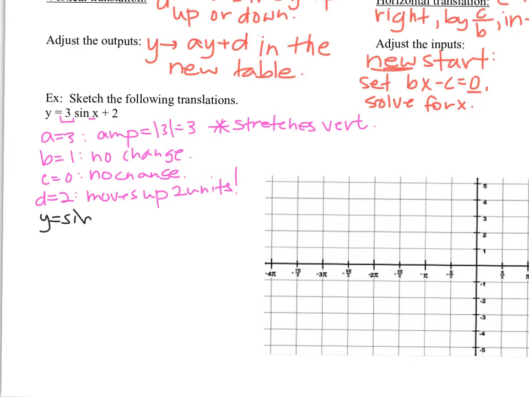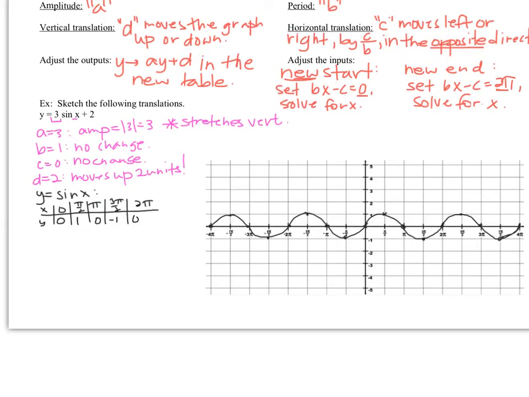Whoops. All right. You guys go ahead and do that. We know this parent function. It's the same as what we did in day 1. So make your table, sketch your graph edge to edge, and then press play, and we'll do the translation together. All right, hopefully your graph looks something like this when you're done. Now let's take a look at our translation.